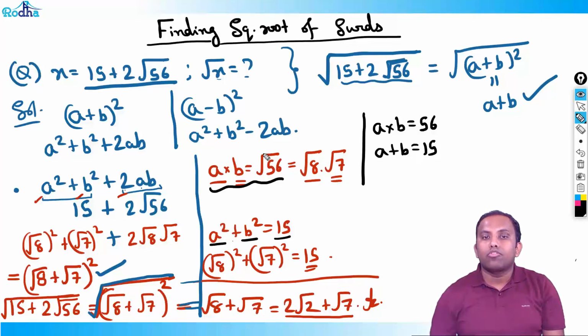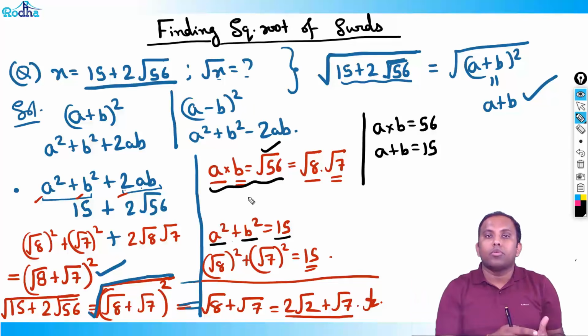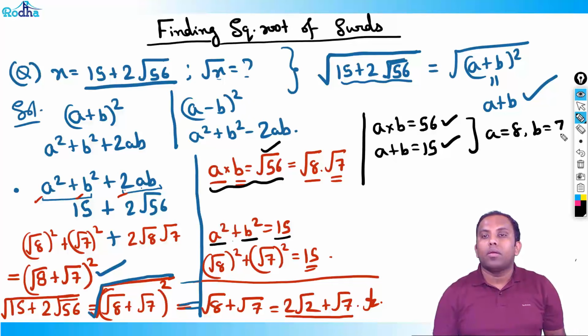So from here you remove this root, and from here you remove the square. Both are the same thing, right? From the right side you're removing the square root, from the left side you're removing the square. So it compensates, okay? So while writing this, the thinking is easy. If a into b is 56 and a plus b is 15, what is the value? Very easy. a is equal to 8, b is equal to 7. But to find root a and root b, it should be root 56, that means root 8 into root 7.